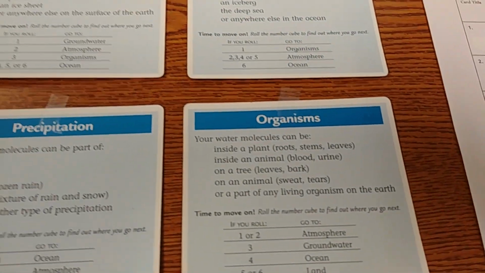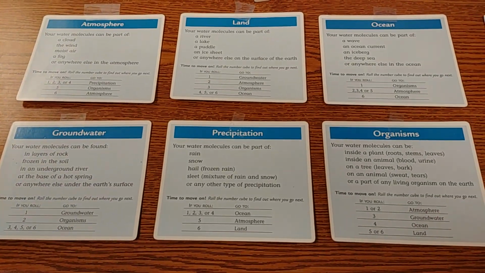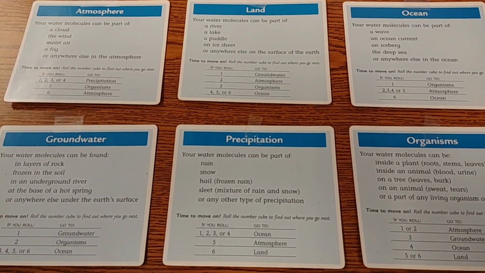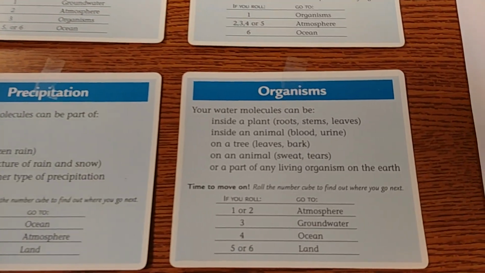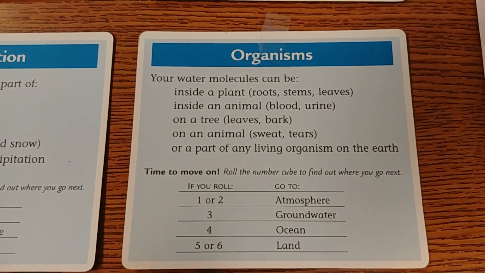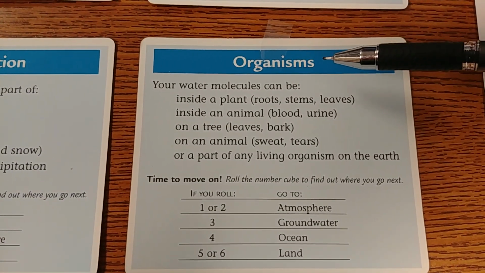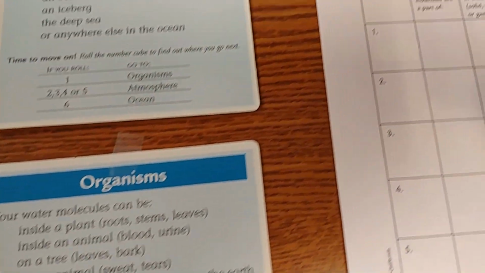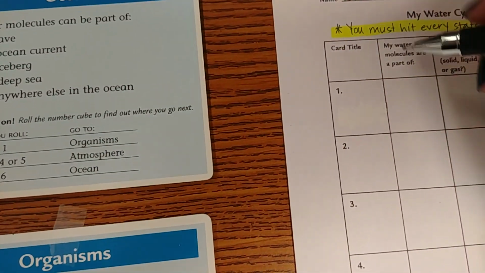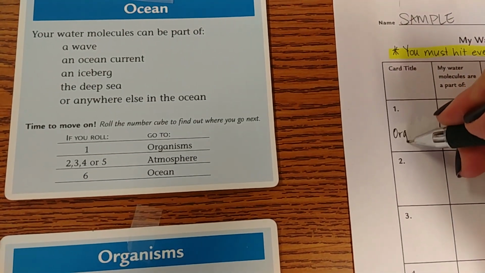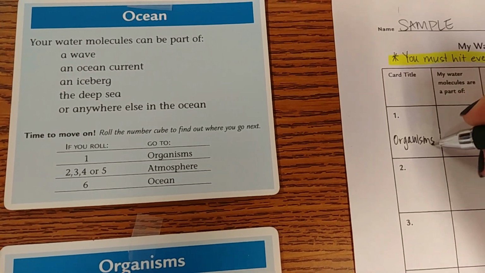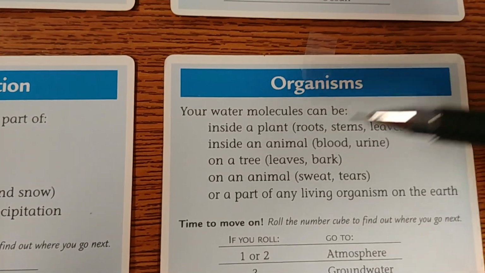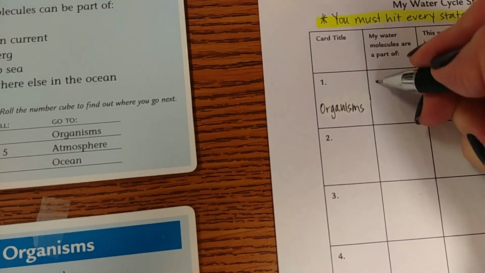So let's say that you can choose your starting point. You can start wherever you want to start. So choose a place where you want to begin in a phase of matter that you want to begin in. I think I'm going to come over here and I'm going to start with the organism card. So I'm going to start with my first one. I think that I'm going to start inside of a plant. So I would look at my card and then I'd come back over here. My card title is organisms. And I'm going to be inside of a plant. So out of my options over here, I decided that I'm going to be inside a plant.